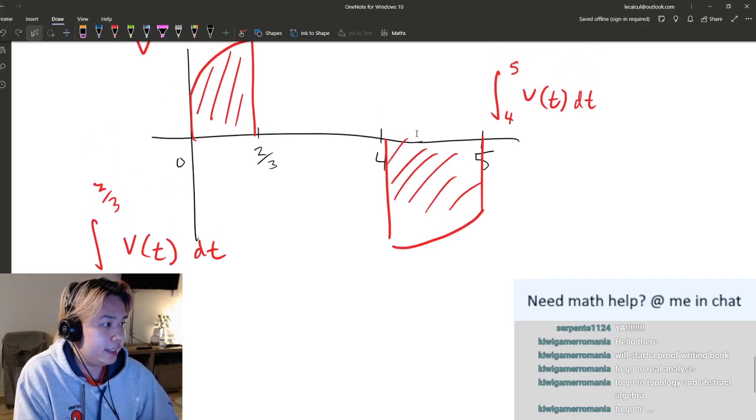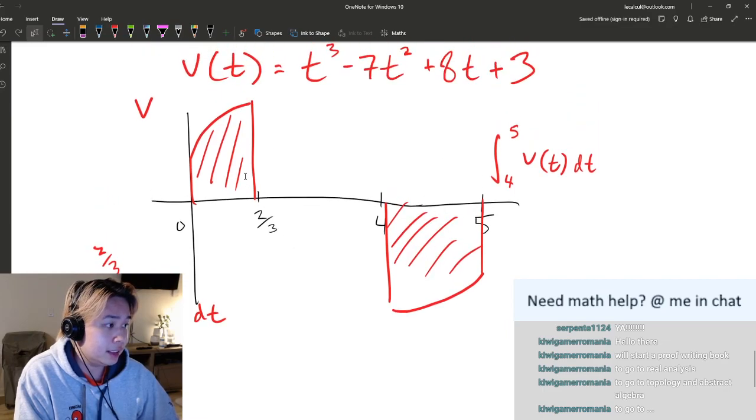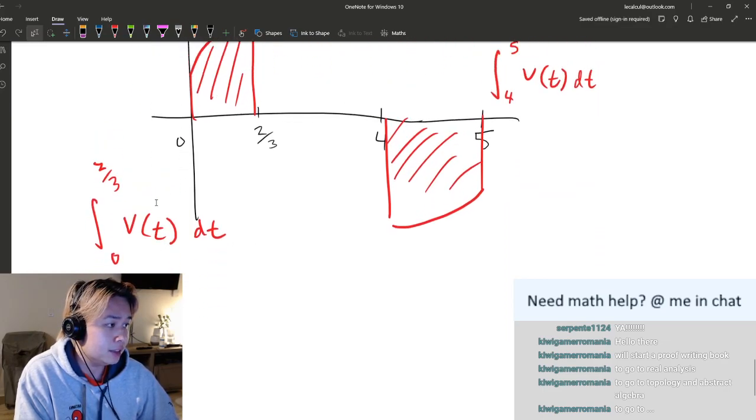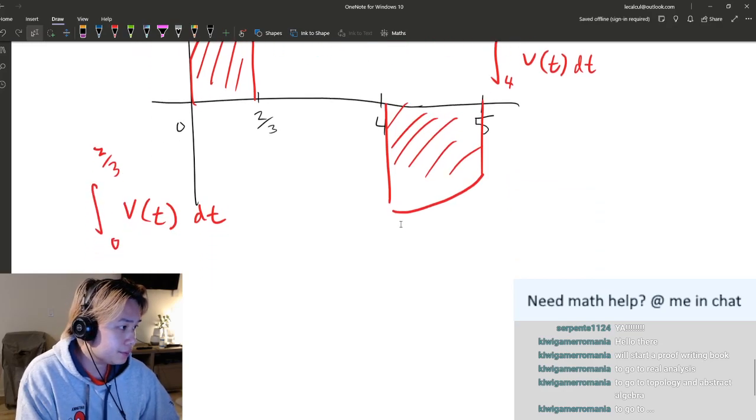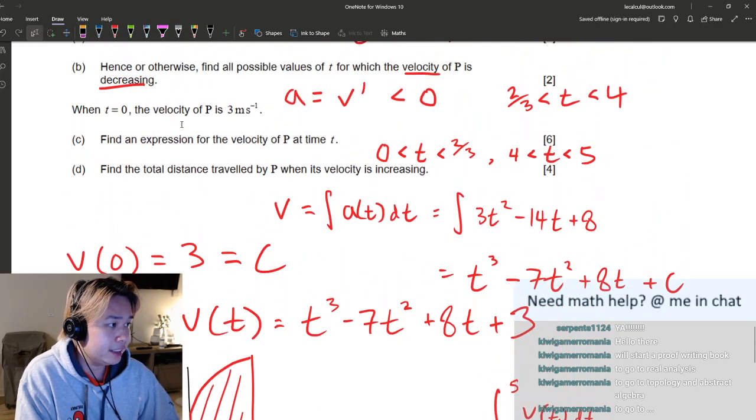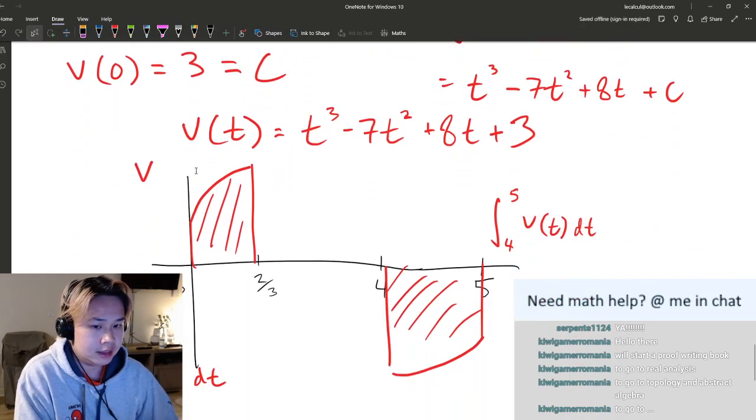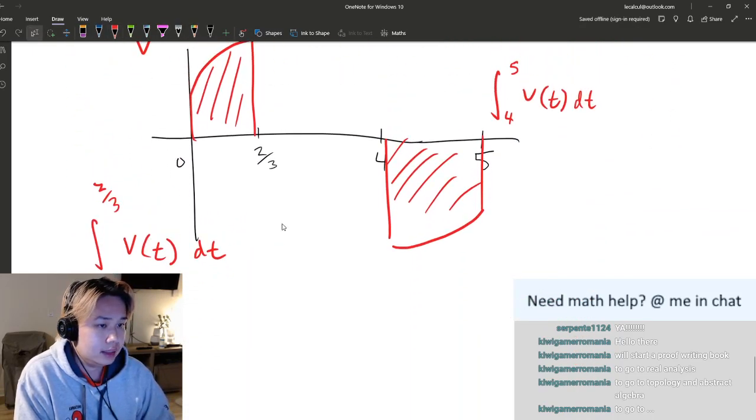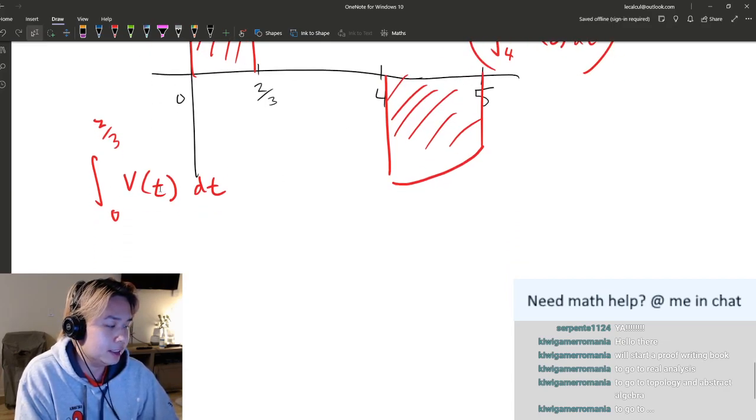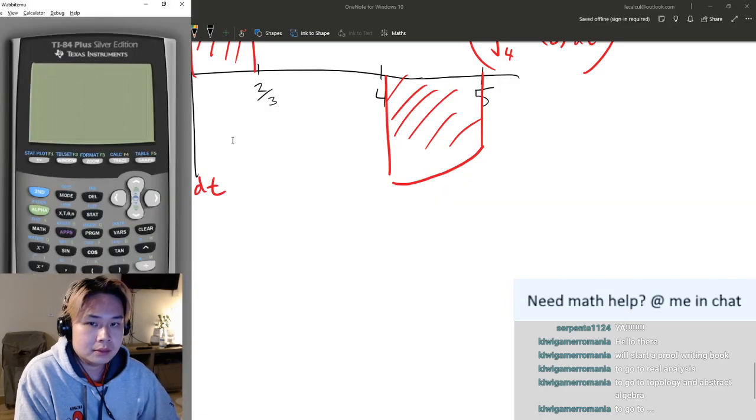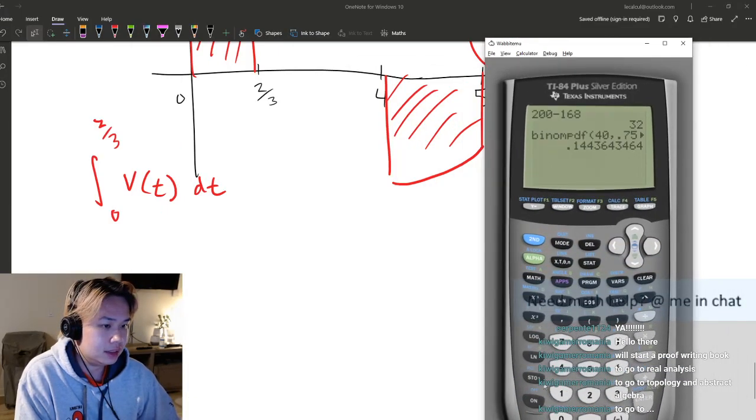So if you were to just add these two areas together, you actually get a smaller result because, well, positive plus negative, right? And we want to find the total distance. So what I'm going to do is subtract the negative part so that it adds to the positive one. And that's what I'm going to do.